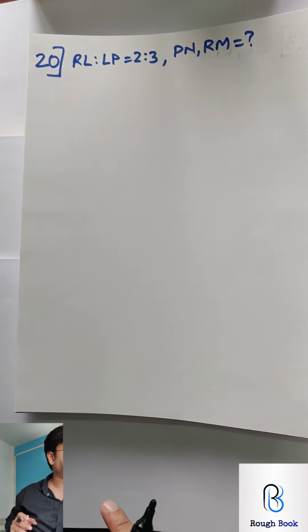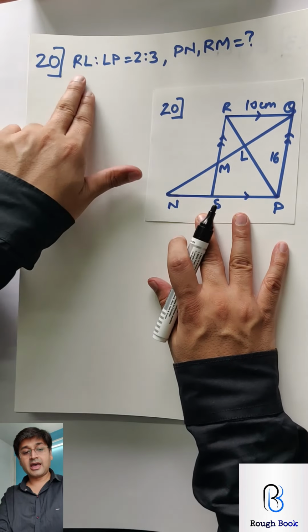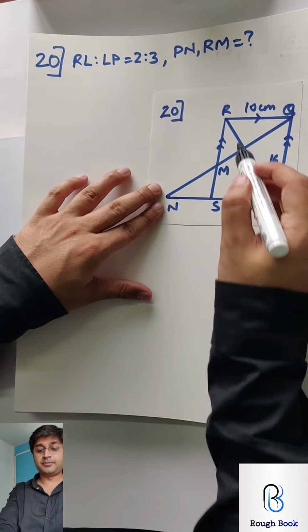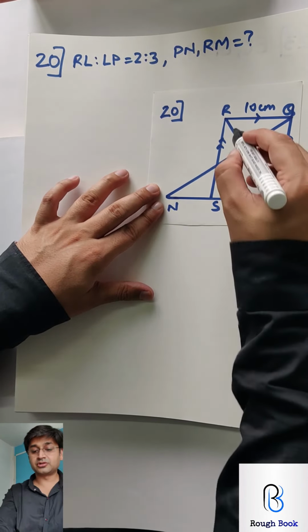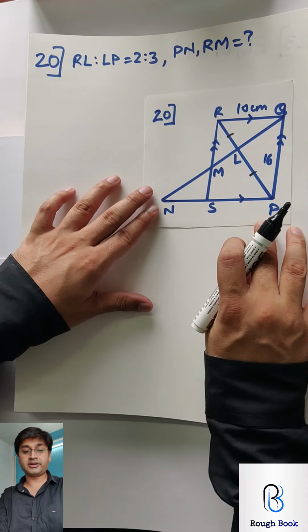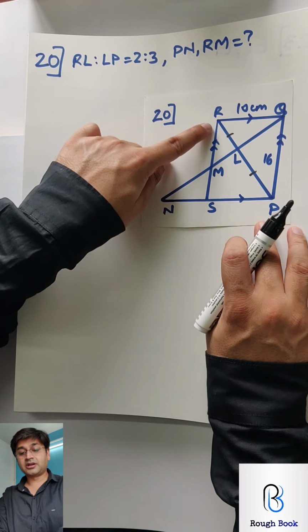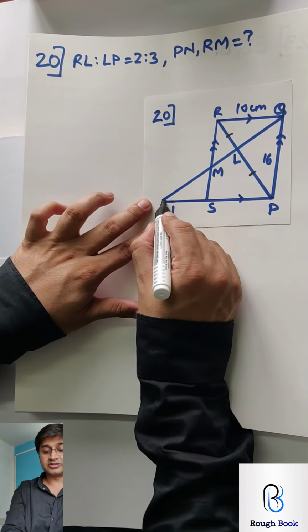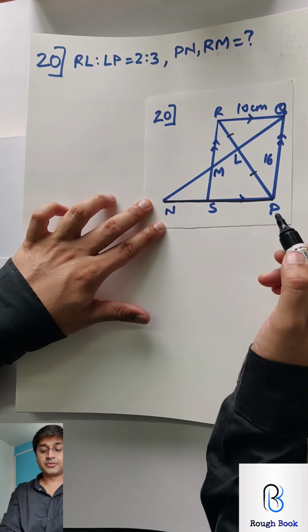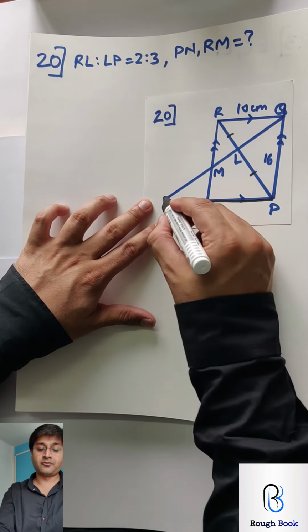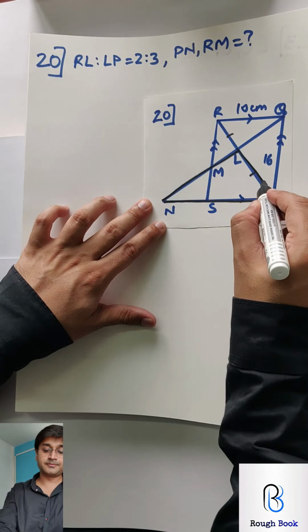Okay, so sum number 20 is like this. It says the ratio RL to LP, this part, is 2:3. So you've been given this in black, which I have marked with some numbers. This is 10, this is 16. Your target is PN first. So this is PN right over here at the bottom. So which triangle for PN? Obviously the only triangle is this one.